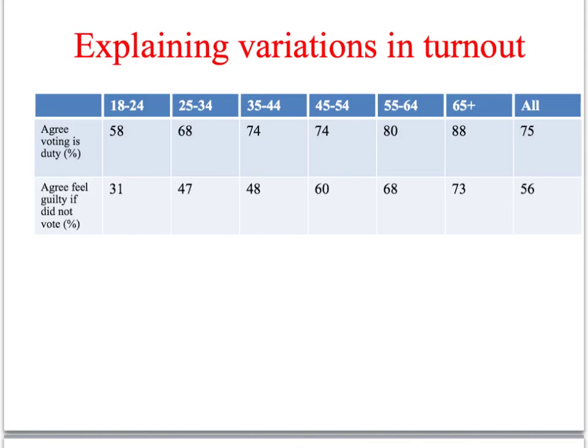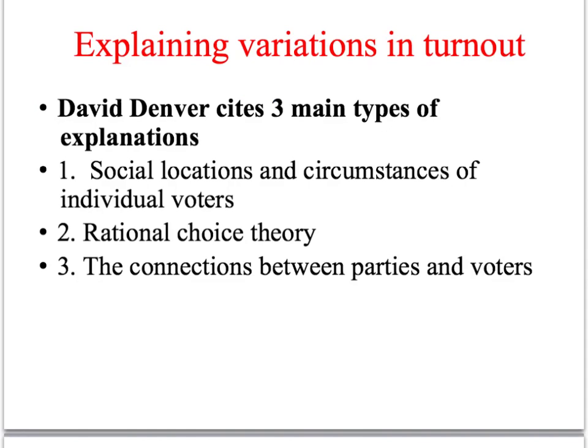And we can also see here that most older voters would feel guilty if they didn't vote, whereas the majority of younger voters would not feel guilty if they didn't vote. So the concept of normative voting can help to explain the significant variations that we find in turnout according to age.